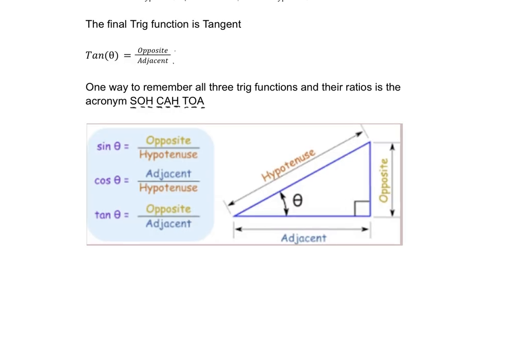And again, here's this little diagram. Here's our angle theta. Sine would be our opposite side over our hypotenuse. Cosine would be our adjacent side over our hypotenuse. And our tangent now is going to be our opposite side over the adjacent side.